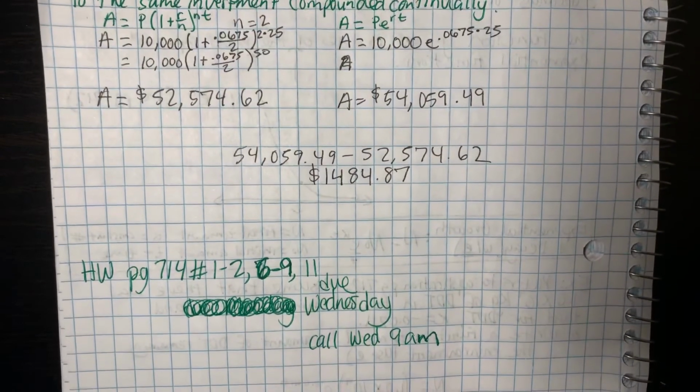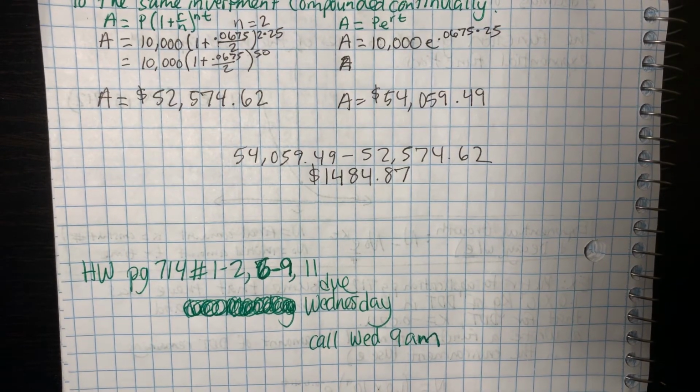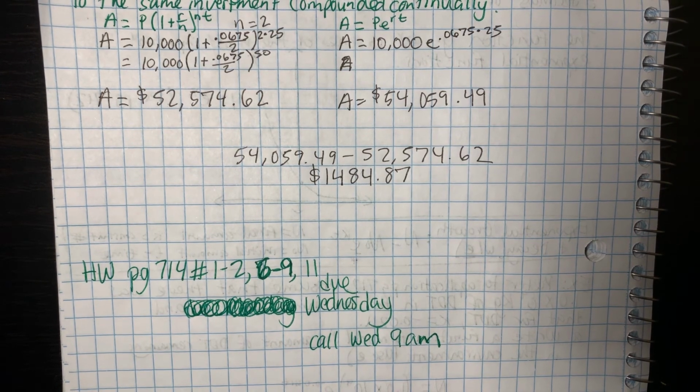So, all right, done. Homework. Page 714, number 1 through 2, 6 through 9, and 11. This is going to be due to me on Wednesday. We're going to have a call Wednesday morning at 9 o'clock to go over 11-4, just so I can meet and check in with you before the long weekend. I'll also send the information out to you in email form so you have it.